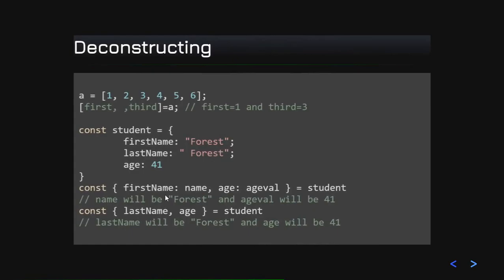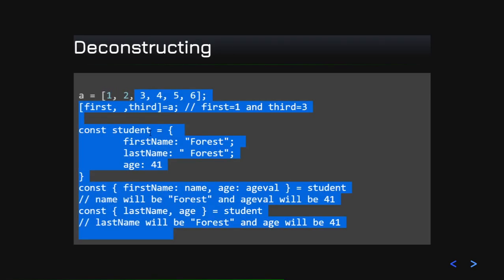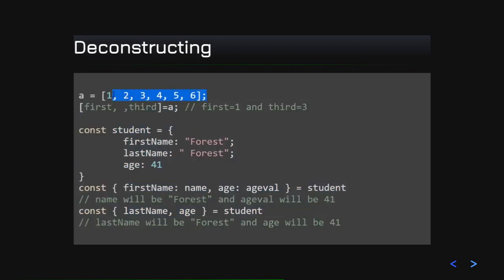Another nice feature of the JavaScript language introduced by ES6 is destructuring. If we have a vector like this one, this A vector, then we can destructure it and select specific components, specific values of the vector like this. So this one would assign to first the value of the first component of the vector. The second value would not be assigned to anything, and the third value would be assigned to third. So first would be 1 and third would be 3.